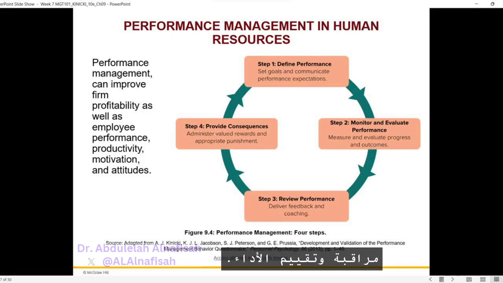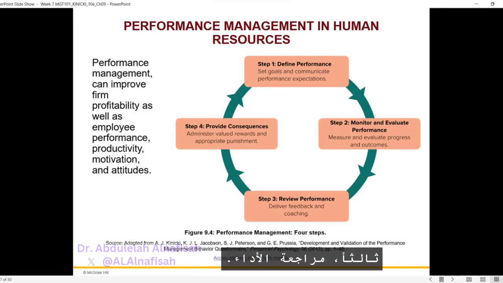2. Monitor and evaluate performance. Once performance expectations are defined, the next step is to continuously monitor and evaluate employees' performance. This involves regularly tracking and measuring performance against established goals and KPIs. Monitoring can involve direct observation, performance data analysis, progress reports, regular check-ins, and feedback from supervisors, peers, or customers.